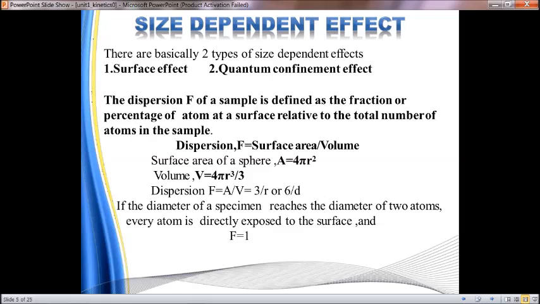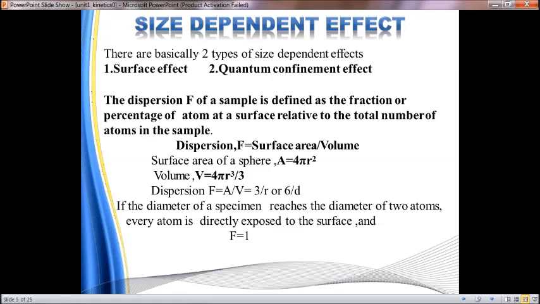Then the size dependent effects are basically two types: surface effect and quantum confinement effect. Whenever we look at surface effect, most of the time we look at dispersion, and the opposite of confinement is dispersion. The dispersion is taken over with the surface effect. The dispersion F of a sample is defined as the fraction or percentage of atoms at the surface relative to the total number of atoms inside the sample. So we have to relate the surface elements to the total elements.